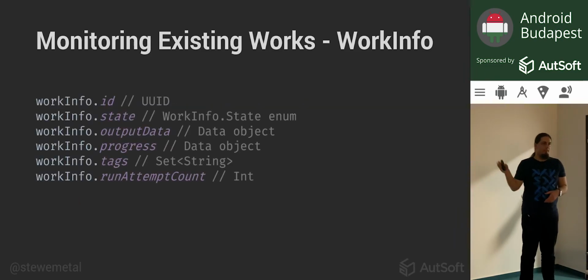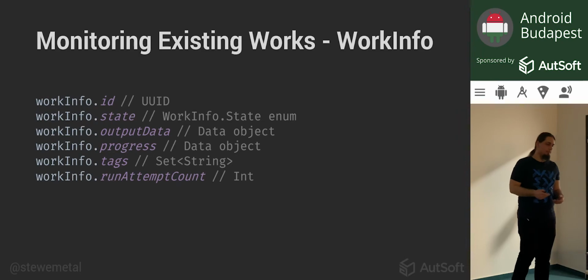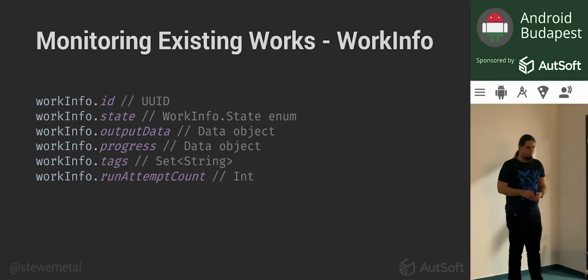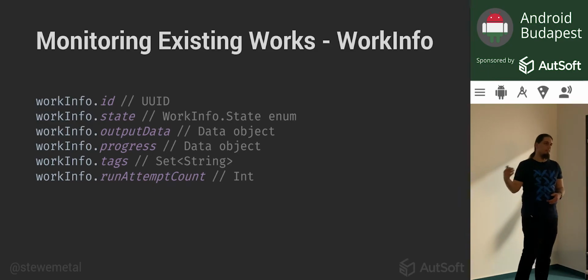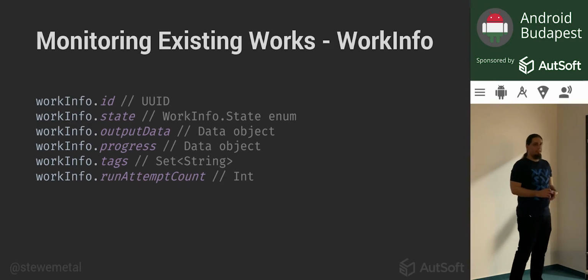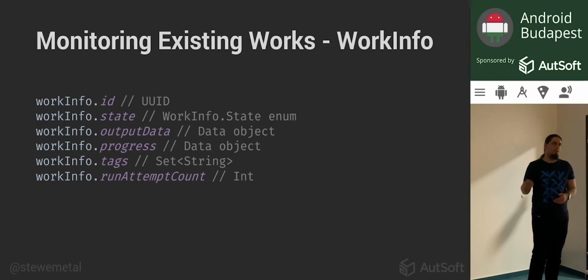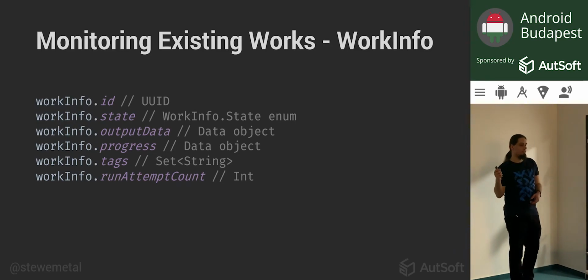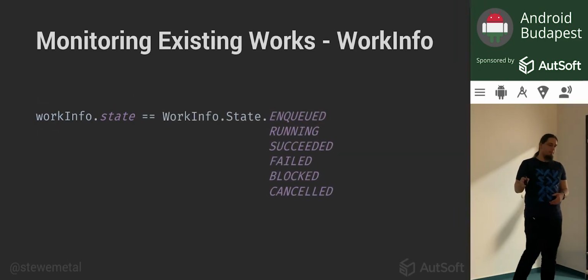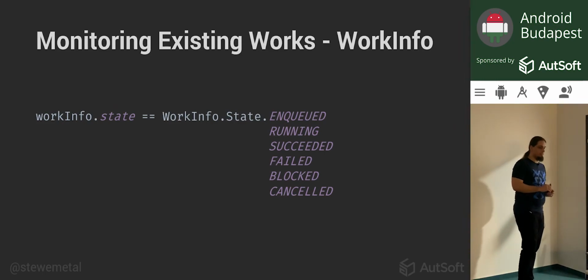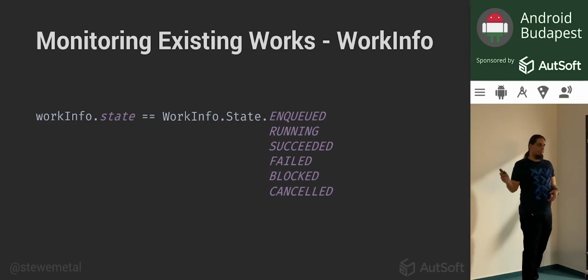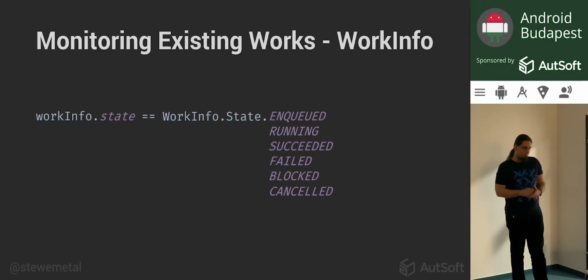The work info has these fields: the unique ID of the work, the state the work is in, the output data which can be generated and saved by the work, the progress, which is in fact another data object. We can retrieve the tags, and we get some internal information on how many times this work was tried to run. The most important part here is the state, which we'll be using most of the time. These are all the states which work can be in.